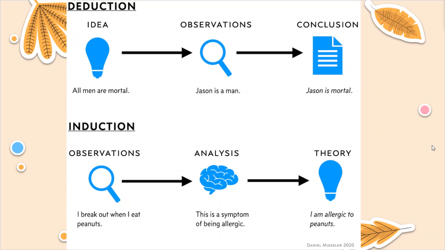Okay, induction starts with observations. So you start by noticing something, and then you analyze or form a hypothesis about it, and then from that you end with a theory. So I break out when I eat nuts. That's a symptom of being allergic. I must be allergic to peanuts. Okay, so slightly different process involved in these two different kinds of logic.